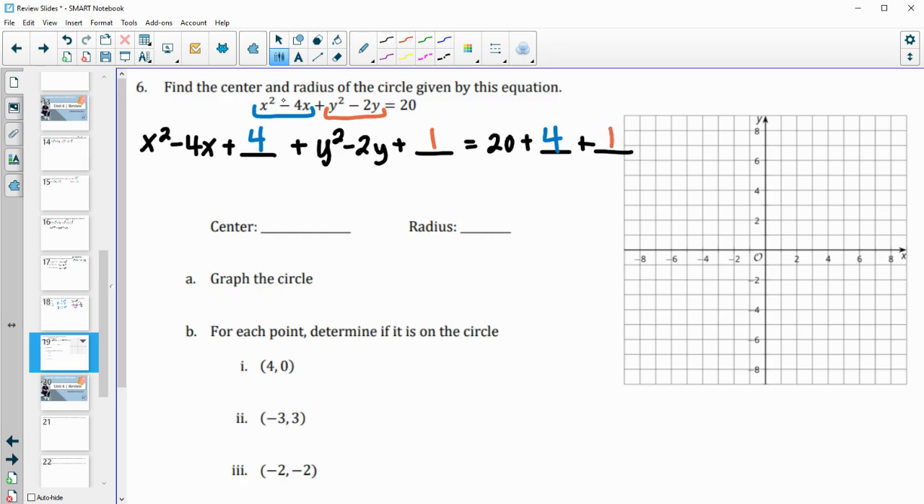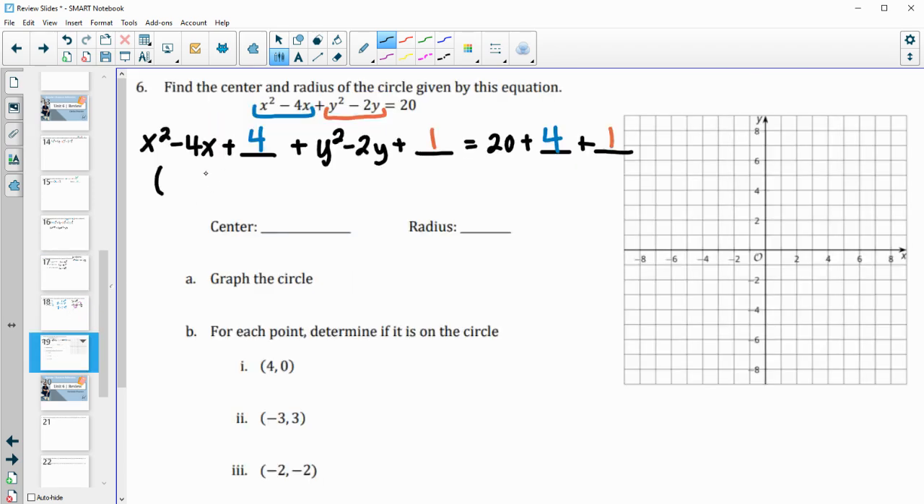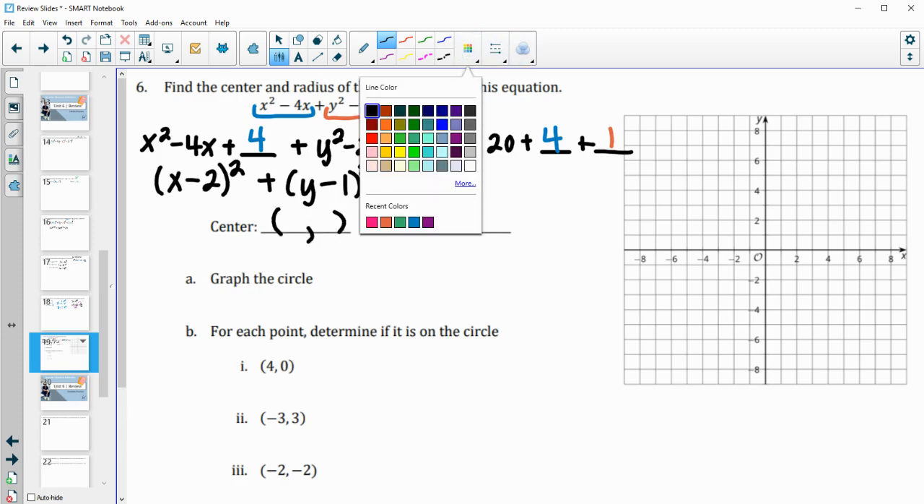Add to both sides. So now you're going to factor this, okay, and do it like we did here where we're making them perfect square binomials. So this one is going to be x minus 2 squared. And then this one is going to be y minus 1 squared, because -1 times -1 is 1. And then 20 plus 4 plus 1 is 25. So then that helps you get the center and the radius.